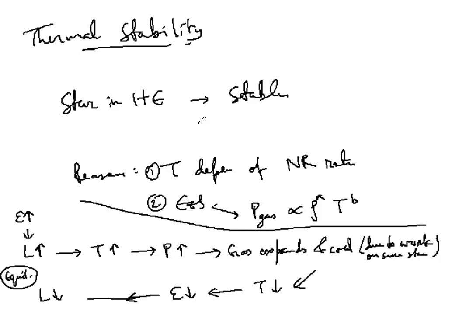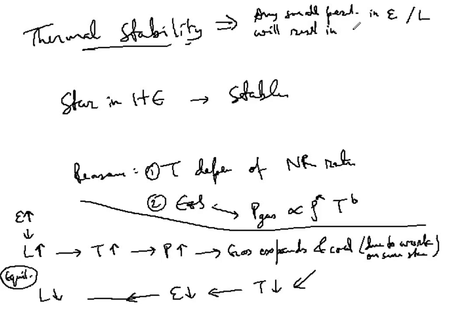Okay, so what we observe is that any small perturbations in nuclear generation rate or luminosity will result in a change in, again, nuclear generation rate that restores equilibrium. Okay, so this is what we have.